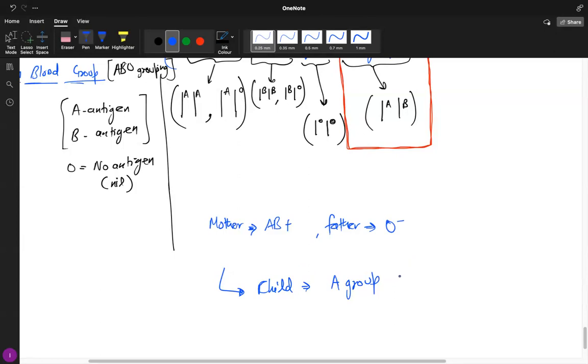Yes. How? Mother can give A allele and father, of course, has both the alleles. So this is father and this is mother. Mother can give A and father can give O, and it will become a condition like this. So the baby can have A blood group, correct? Yes, sir. Perfect.